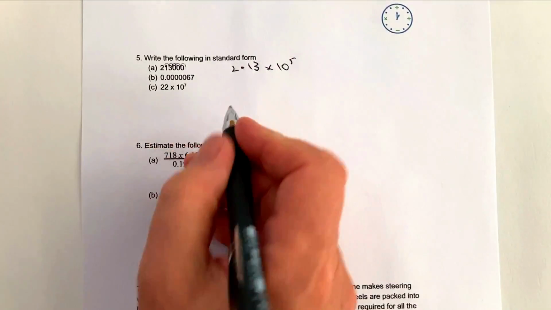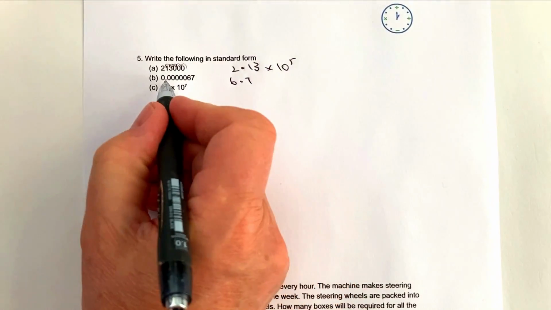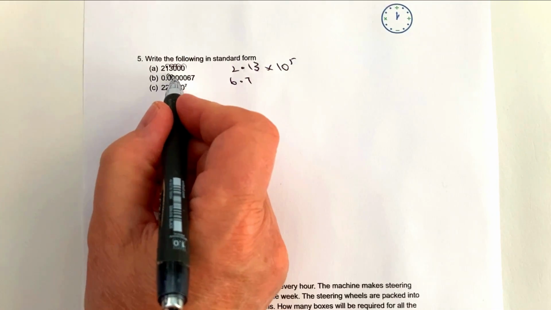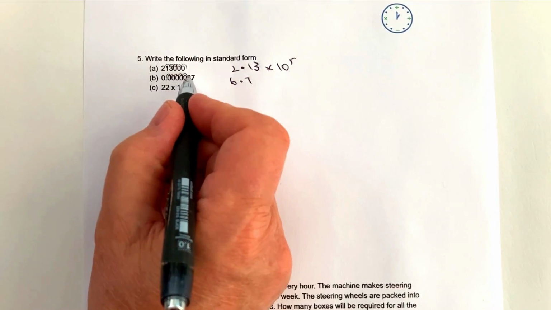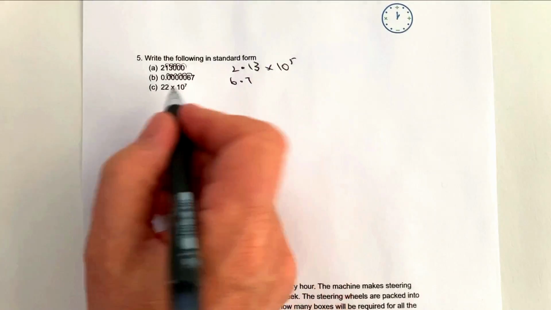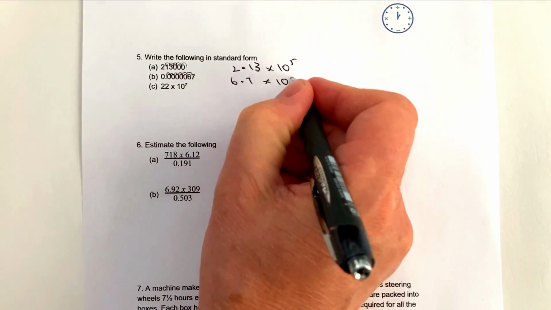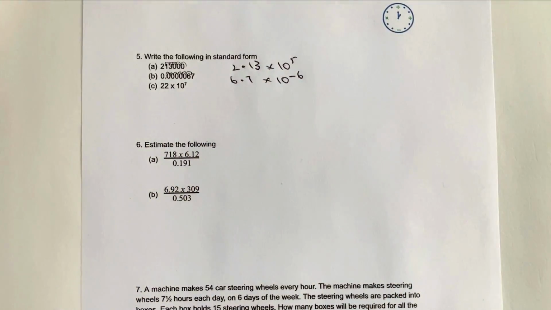It's all about showing how long or how far you've moved the decimal point. So in this particular case, it's going to be 6.7. And I've moved it once, twice, 3, 4, 5, 6 times, but it's in the other direction, the negative direction, so it's 10 to the power of minus 6.